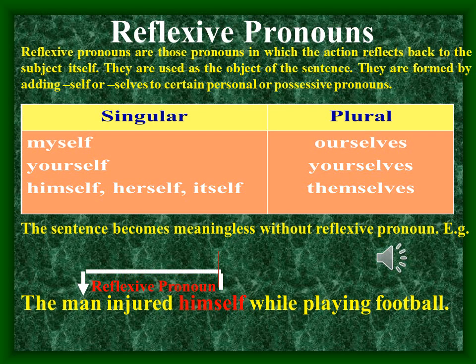3. Reflexive pronouns. Reflexive pronouns are formed by adding self or selves to certain personal or possessive pronouns. They are those pronouns in which the action reflects back to the subject itself. They are used as the object of the sentence. The sentence becomes meaningless without the reflexive pronoun. For example, the man injured himself while playing football. Here himself is reflexive pronoun in this sentence as it has been used as an object and also the action reflects or bounces back to the subject the man.